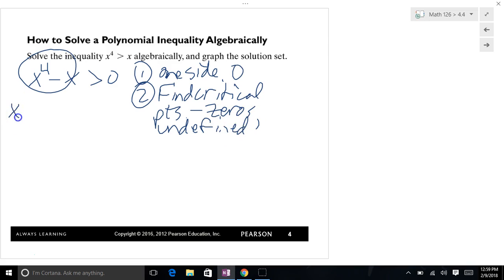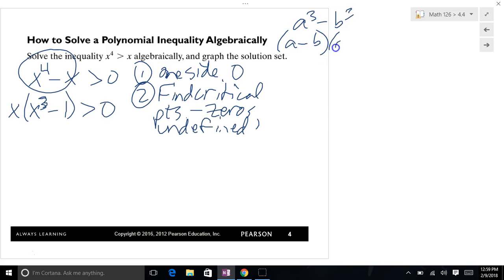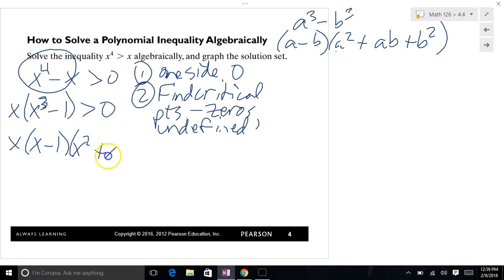Okay, so let's go ahead and factor this, find our zeros. So we've got x times (x cubed minus 1). It's a cubed right there. Where is this greater than 0? Again, we're just imagining this is equal to 0 because we're finding our zeros. And then go ahead and factor that x cubed minus 1. If you remember, a cubed minus b cubed factors into (a minus b)(a squared plus ab plus b squared). So I'm just following that pattern for that x cubed minus 1. So we've got x minus 1 times (x squared plus x plus 1).